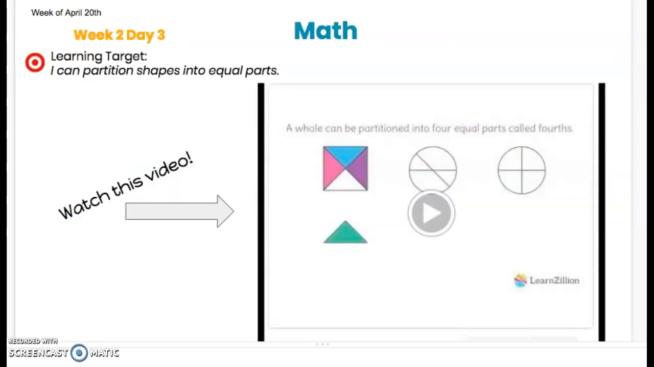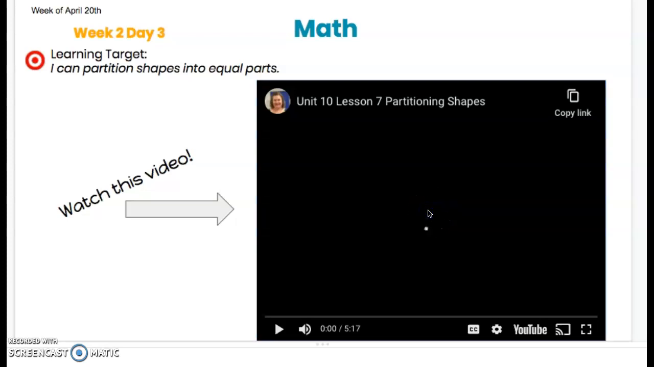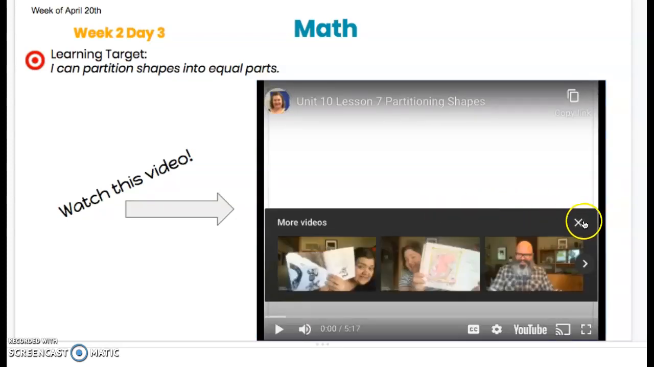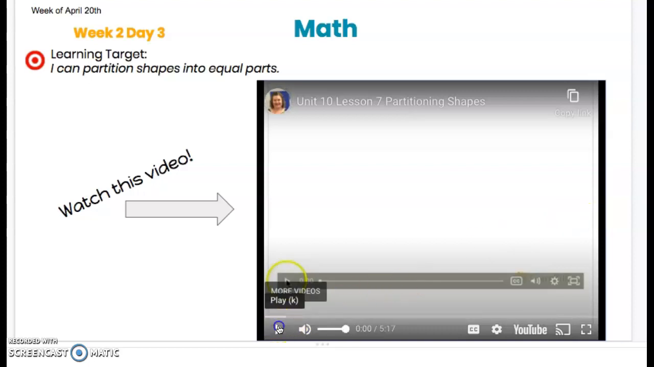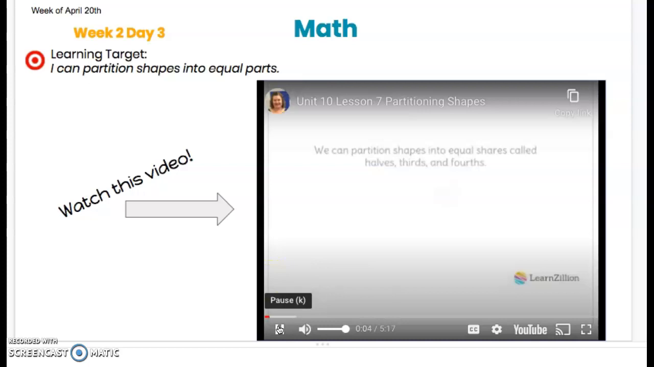For math today, we are going to partition shapes into equal parts. Remember, partition means to divide. I want you to watch this video. You're just going to click right here on the triangle. That's the play button. We can partition shapes into equal shares called halves, thirds. You are going to watch this entire video. Then click to your next slide.